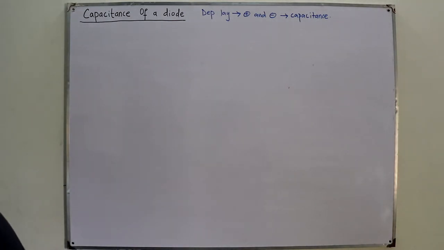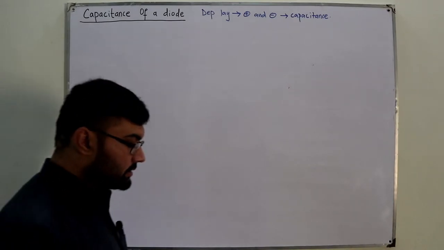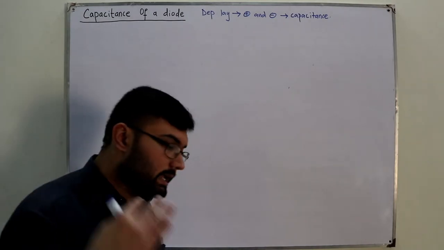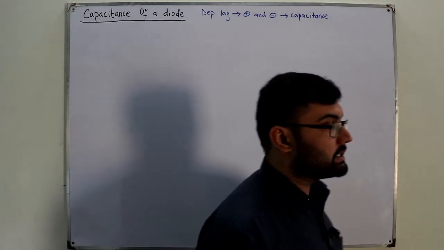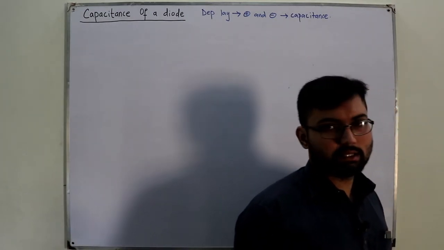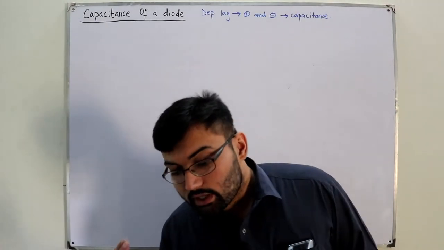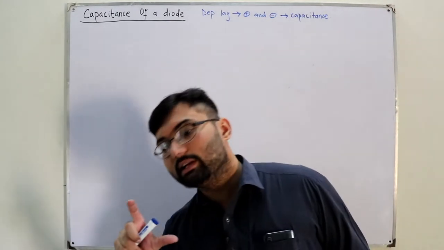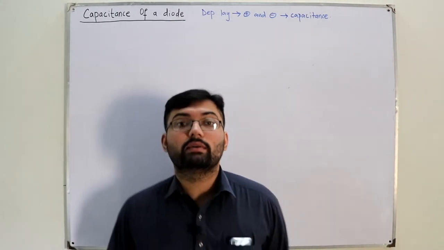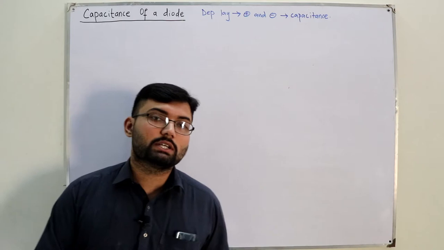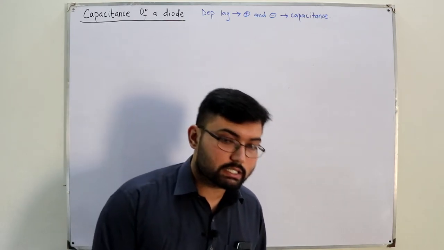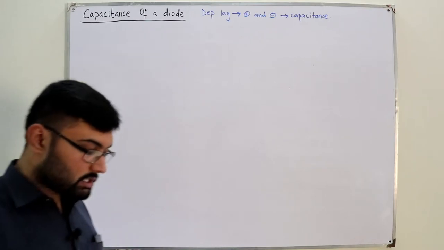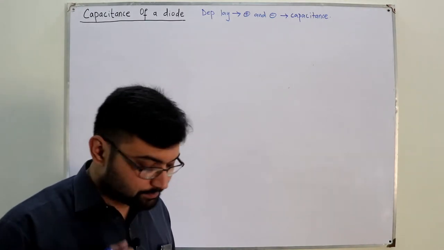The reason why we study the capacitance of a diode is again the same as why we studied the resistance levels. We have to represent the diode in terms of an equivalent circuit, and that equivalent circuit is in terms of resistance, inductance or capacitance. So that is why we have to study the capacitance of a diode also.